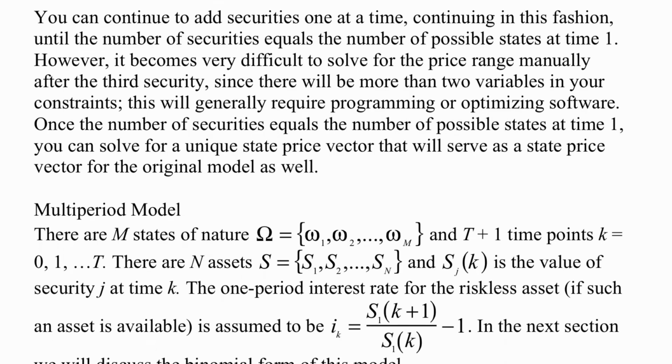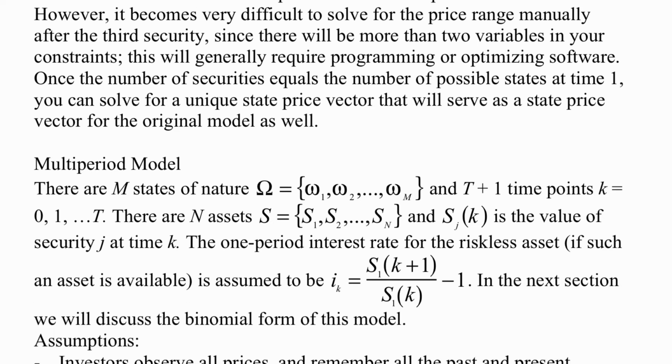You need to start trading for people to really tell you how much they prefer this thing to other things. You can continue to add securities one at a time, continuing in this fashion until the number of securities equals the number of possible states at time 1. However, it becomes very difficult to solve for the price range manually after the third security, since there will be more than two variables in your constraints; this will generally require programming or optimizing software. Once the number of securities equals the number of possible states at time 1, you can solve for a unique state price vector that will serve as a state price vector for the original model as well.